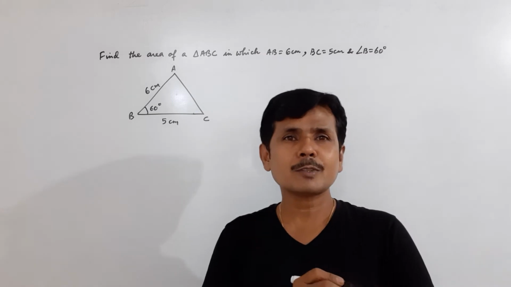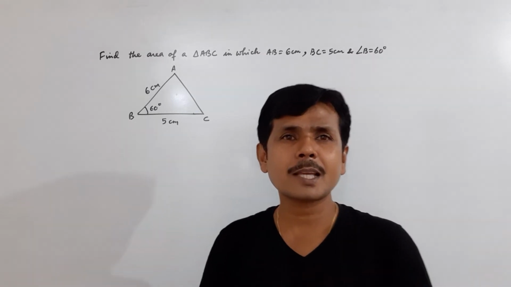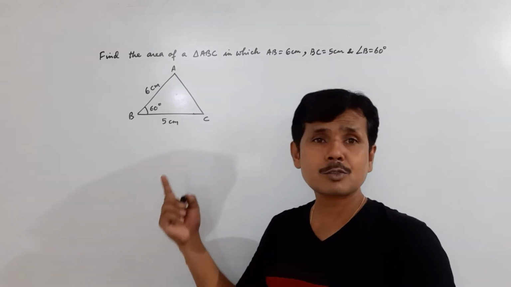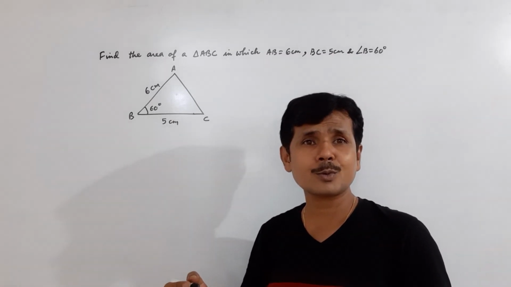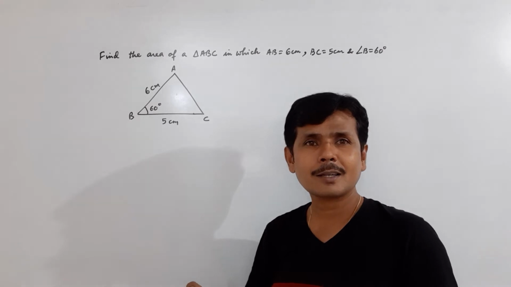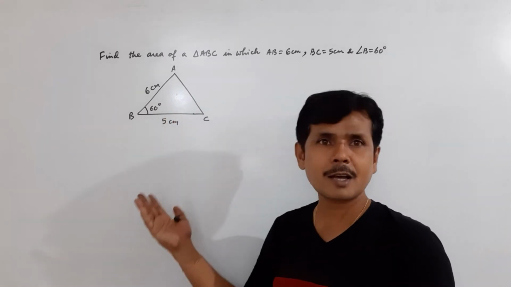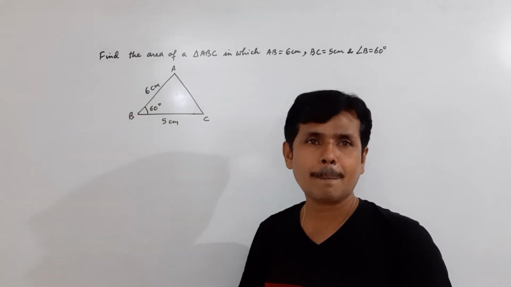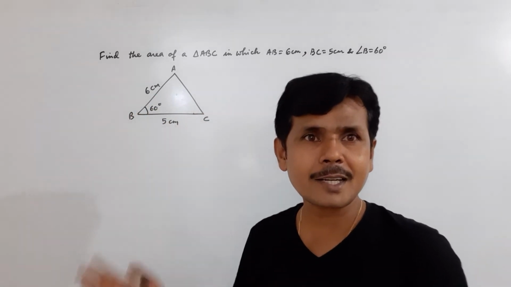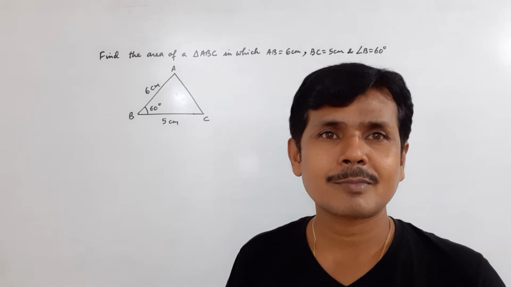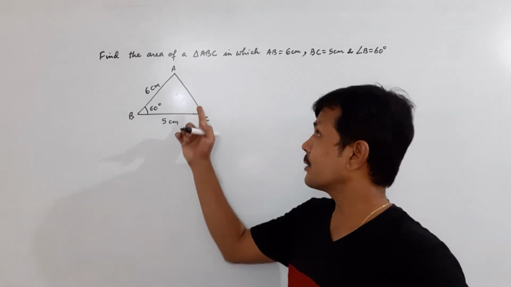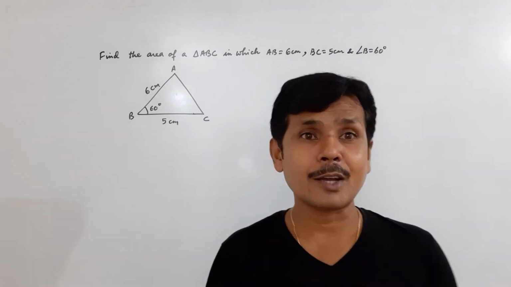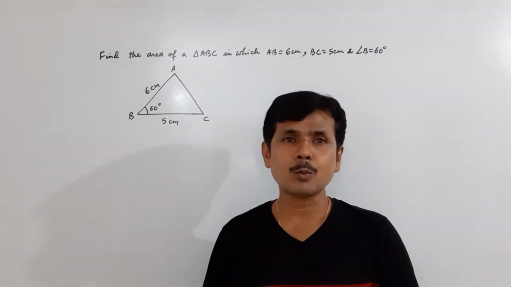I know many of the students must be thinking that we do not have height over here, because we know the formula area of triangle equal to half into base into height. If I take this base, what is the height over here? We do not know. Nor is it a right angle triangle, or I have not given you the third side so that you can use Heron's formula. Then what to do?